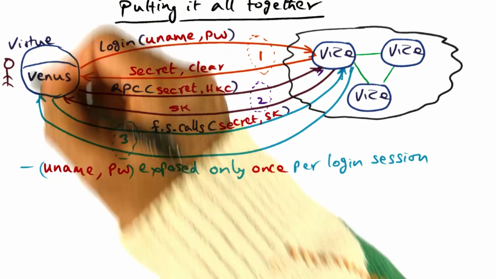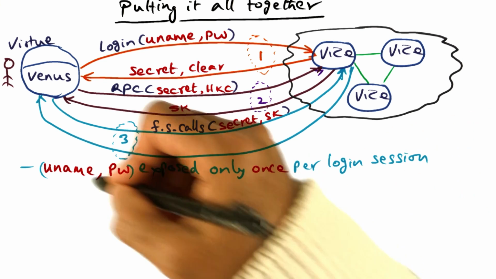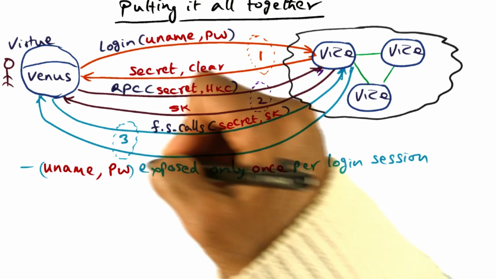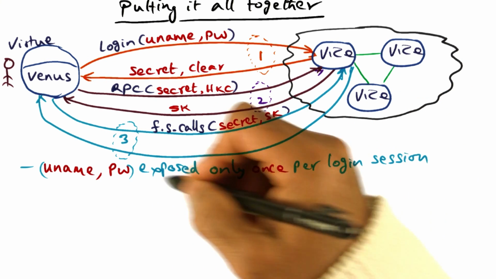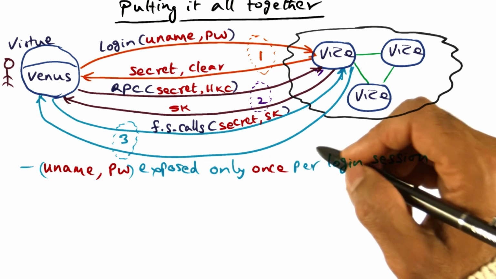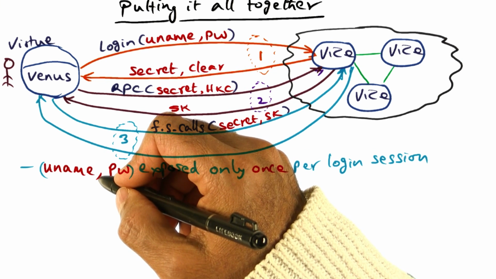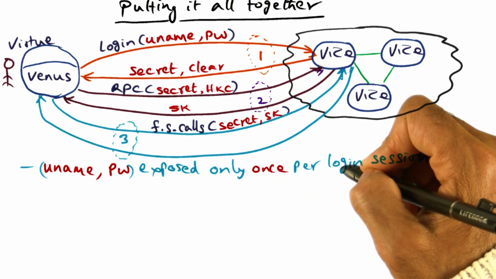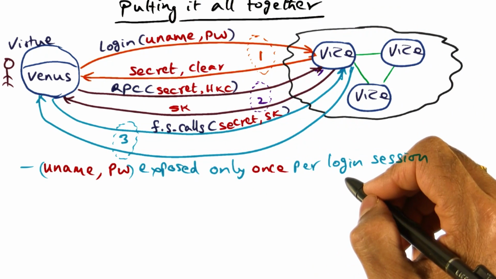So the upshot of this structure that Andrew file system provides for the user community is that the username and password is exposed only once per login session. So in other words, if a student logs in to a workstation once or twice a day, it's only that many number of times that the username and password are going to be used on this insecure network.